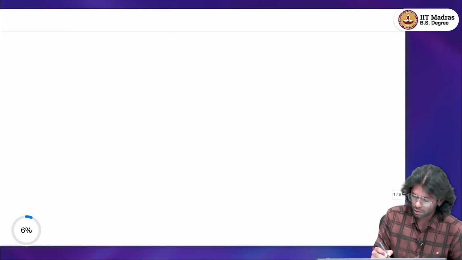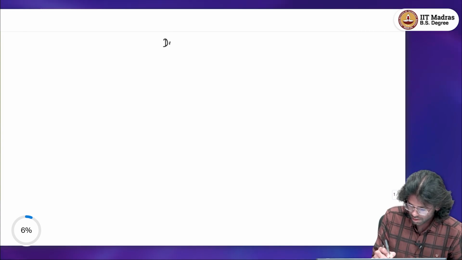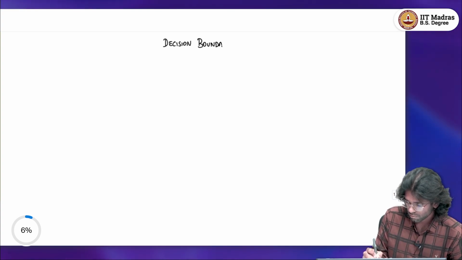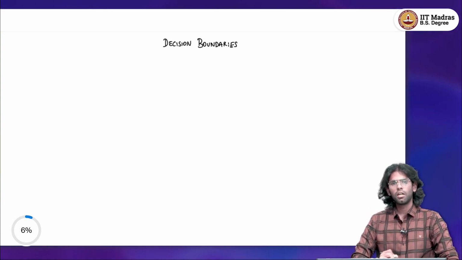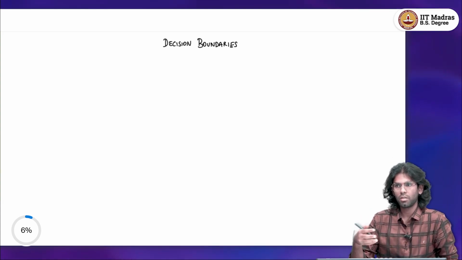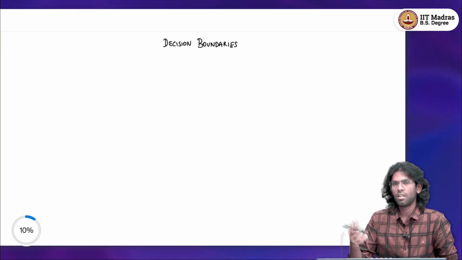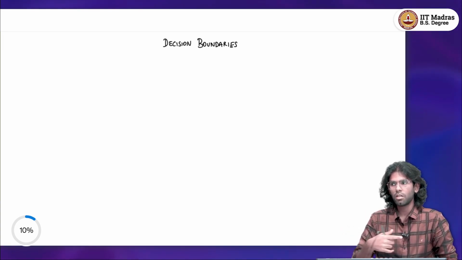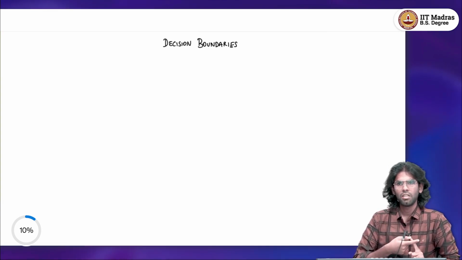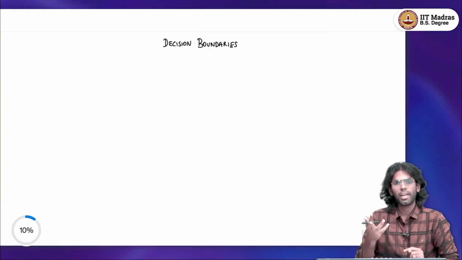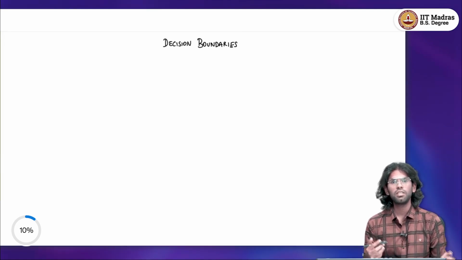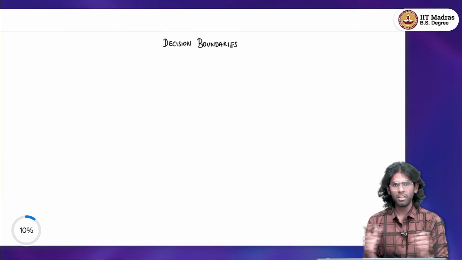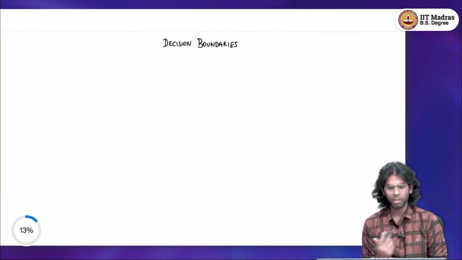So we'll start off with decision boundaries. So far we've covered three supervised learning classification models in the course. The first one was KNN, the second one was decision trees, and the third one is neural networks. We will look at the decision boundaries of all three models in this particular lecture.